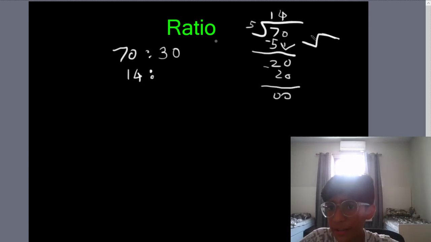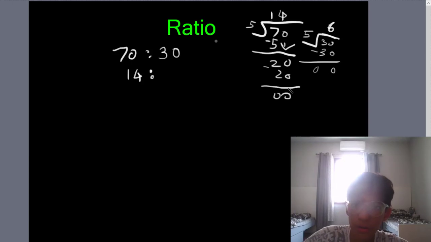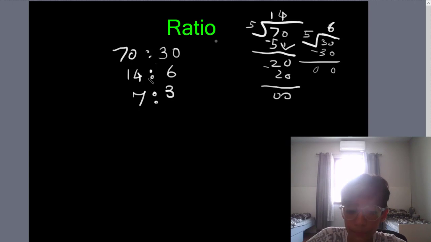We'll divide 30 with 5, so 5 would be here, 30 would be here. We'll write 6, so 6, 5 6s are 30. The minus, 0 comes down, so we'll write 6 here. So now we are going to divide 14 and 6 with 2. So 2 7s are 14 and 2 3s are 6.